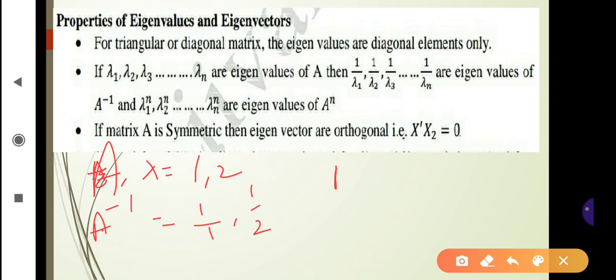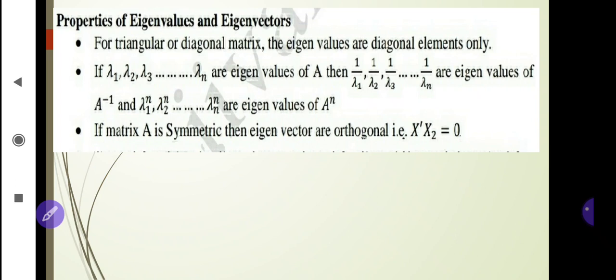And what are the eigenvalues of A raised to n, or A raised to 5? Suppose I want to calculate the eigenvalues of A raised to 5. According to this property, eigenvalues of A raised to n are lambda 1 raised to n, lambda 2 raised to n, and so on. So here 1 raised to 5 and 2 raised to 5. These are the eigenvalues of A raised to 5.